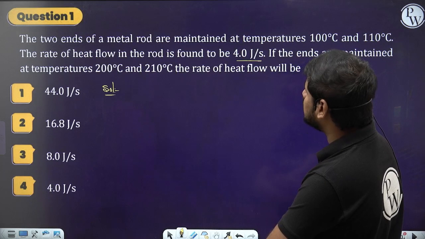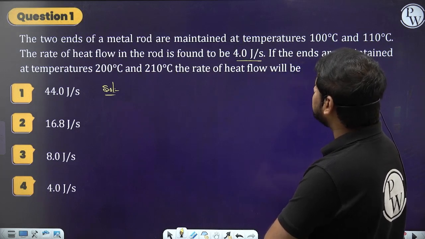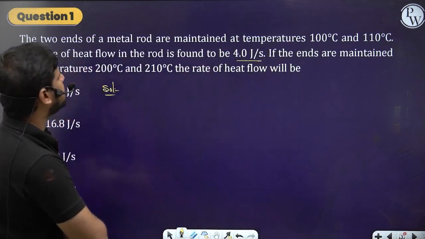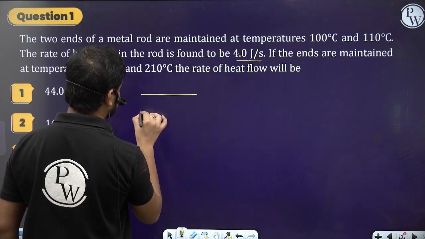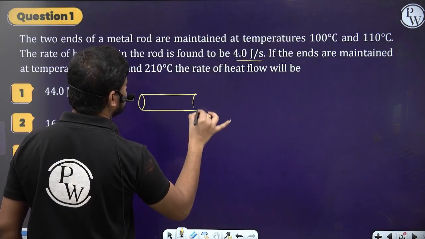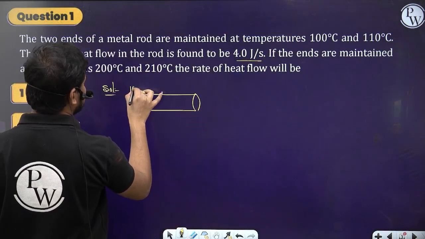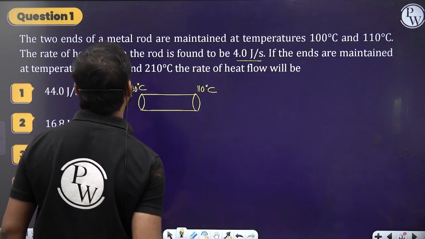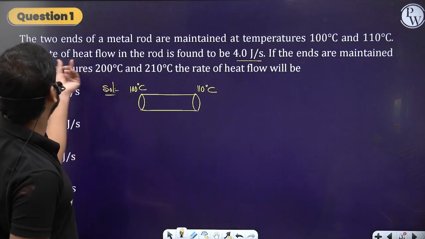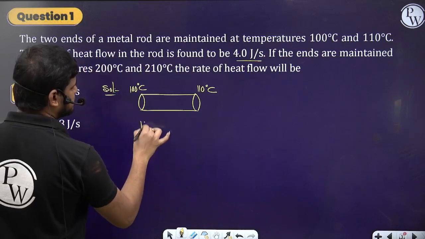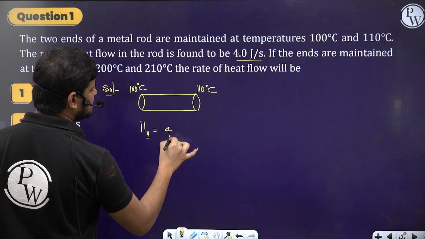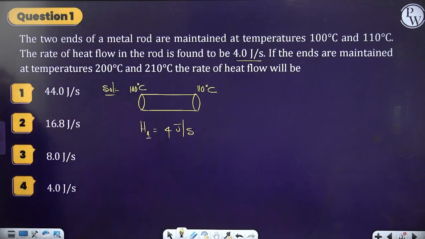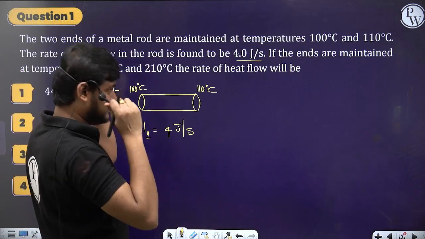at temperatures 200 and 210 degrees centigrade, the rate of heat flow will be? See here, the two ends of a metal rod, so consider this is a metal rod whose ends are maintained at 100 degrees centigrade and 110 degrees centigrade. Fine, chalo. So the rate of heat flow, let it be H1, is given as 4 joule per second.